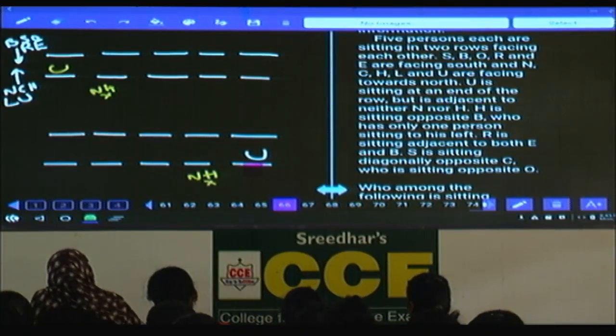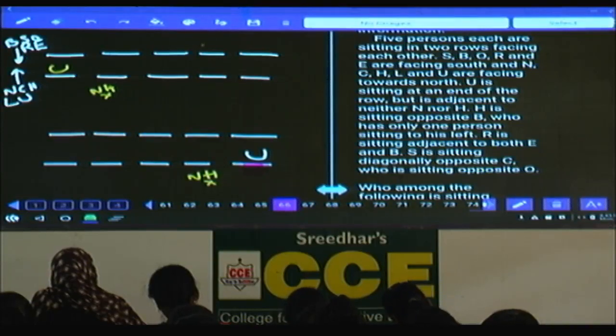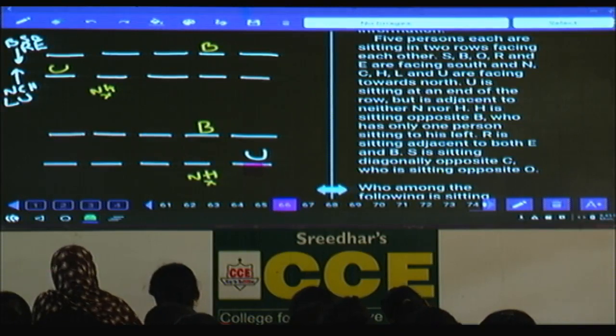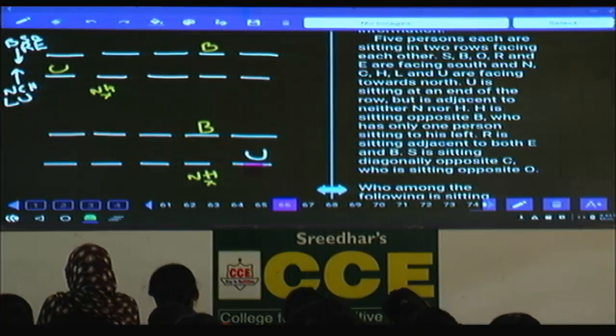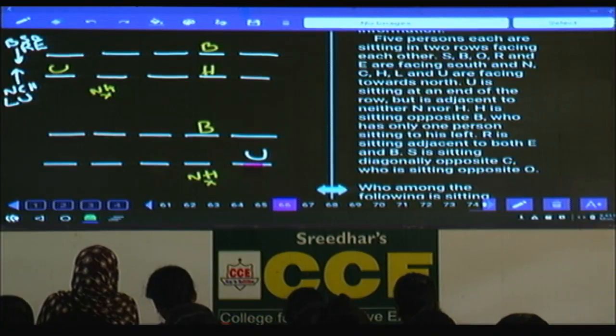H is sitting opposite to B. B has only one person sitting to his left. Now B is having only one person to his left, hence B must be the second from the right end. And H is opposite to whom? H is opposite to B, and B is having only one person to his left.